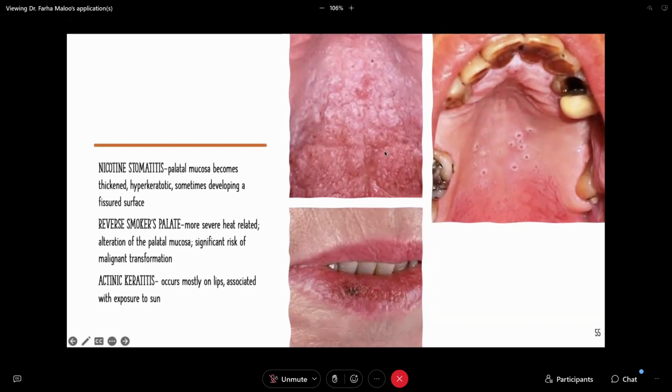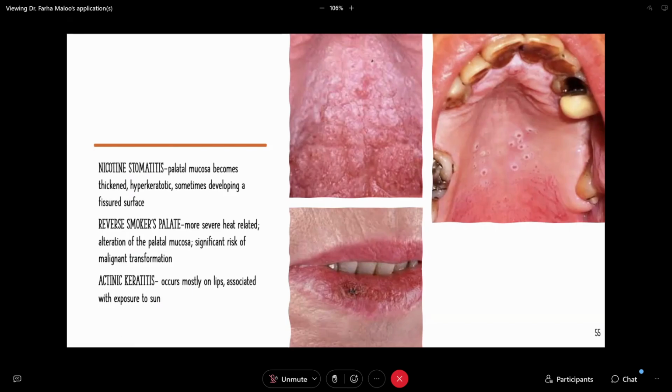Let's look at some other pre-malignant conditions. Nicotine stomatitis usually occurs in smokers. The palatal mucosa becomes thickened, hyperkeratotic, and sometimes even develops fissures. Reverse smoker's palate occurs in patients who are smoking cigarettes in the reverse direction. This causes more heat-related damage to the palate and alteration of the palatal mucosa, which increases the risk for malignancy, as can be seen in this picture.